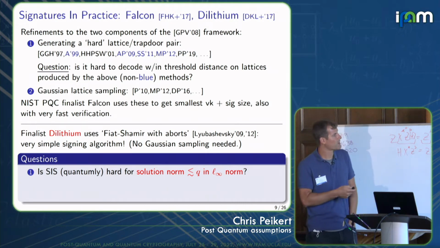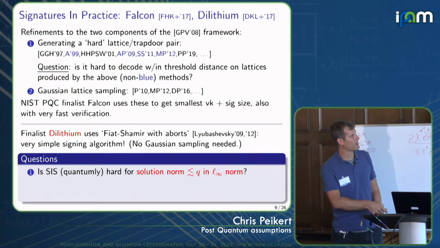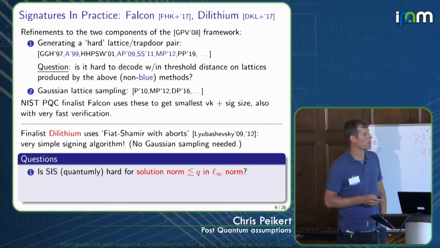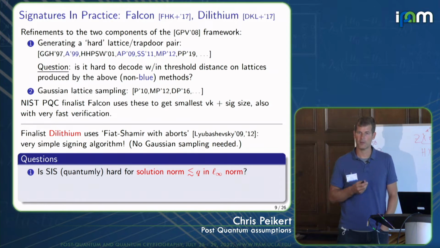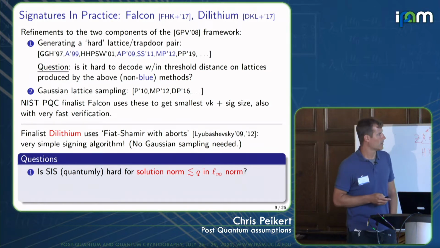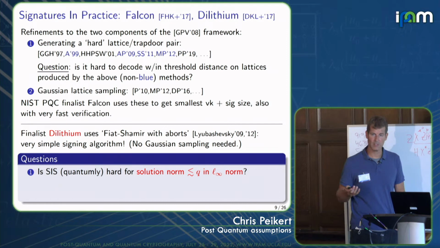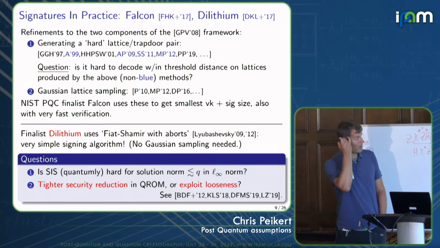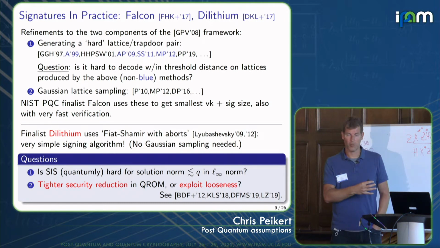So could you extend the worst case hardness proof to something like this? Maybe. I don't think the existing proofs easily adapt to that. Is there some attack? Is there some quantum attack? This is a good question. And then this will come up, I think, tomorrow in the quantum random oracle model.